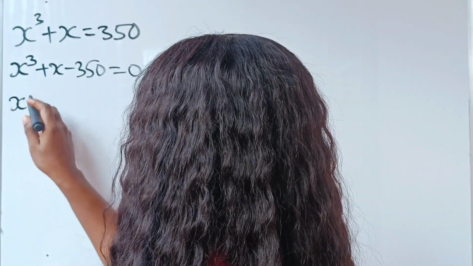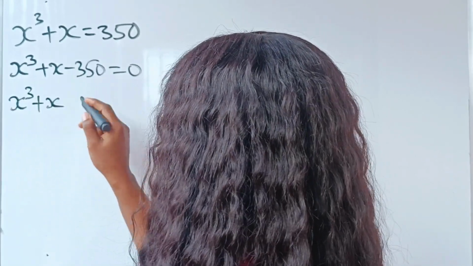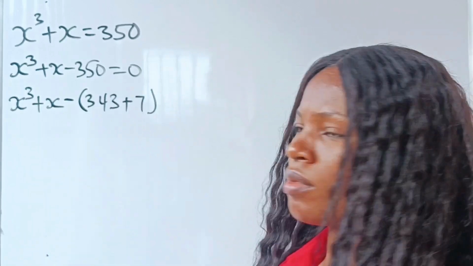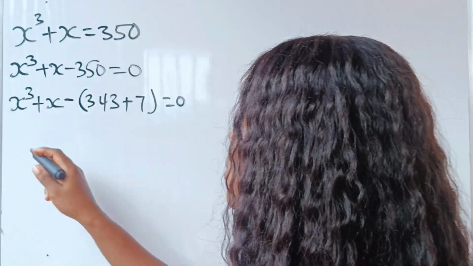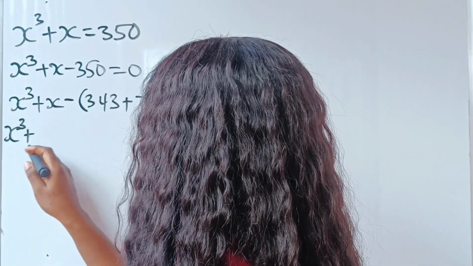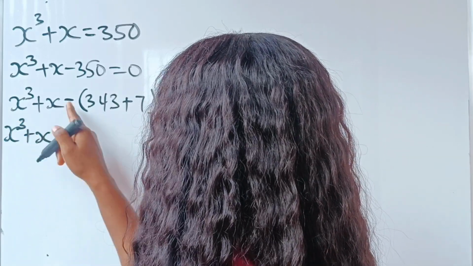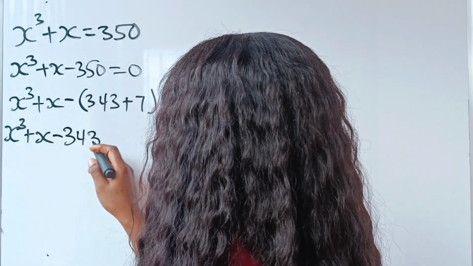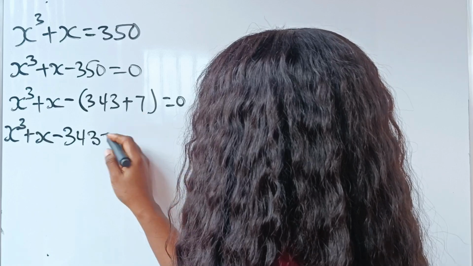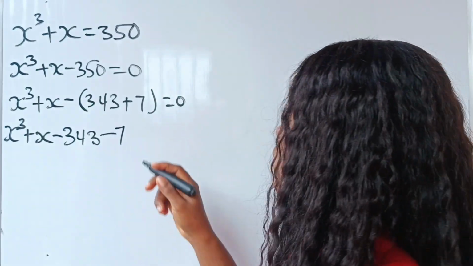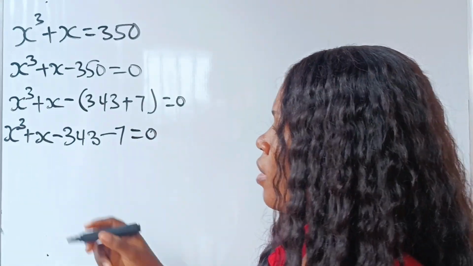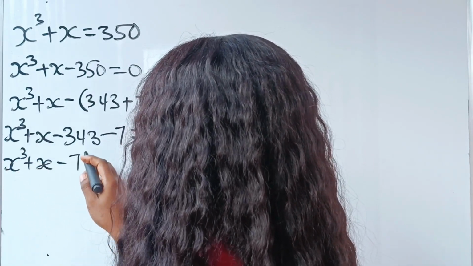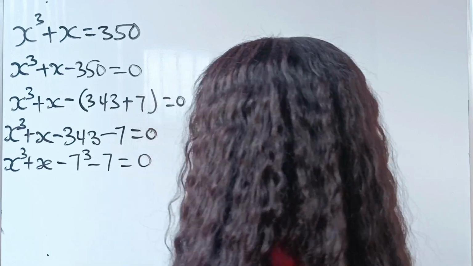We can express 350 as 343 plus 7, is equal to 0. Now we have x to the power of 3 plus x. Now when this minus multiplies 343, we are going to have minus 343. And when this minus multiplies plus 7, we are going to have minus 7 is equal to 0. So we have that x to the power of 3 plus x minus 7 to the power of 3 minus 7 is equal to 0.